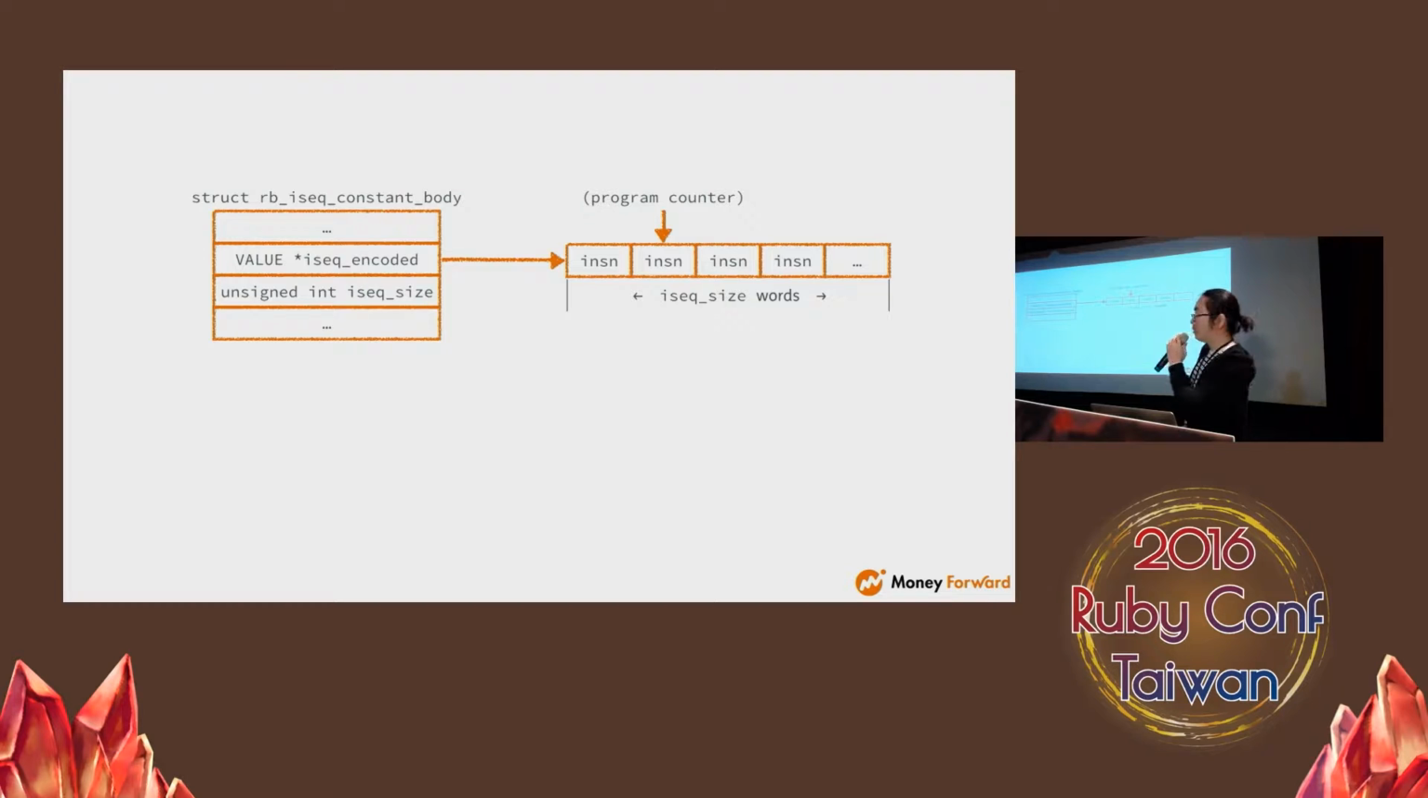Right, this diagram shows a part of Ruby internals. In a Ruby process, VM instructions are pointed to from the iseq encoded field, the VM instruction field of the rb_iseq_constant_body, whose length is iseq size. Apart from them, there are program counters somewhere outside, which point into the sequence, typically inside of a machine stack.